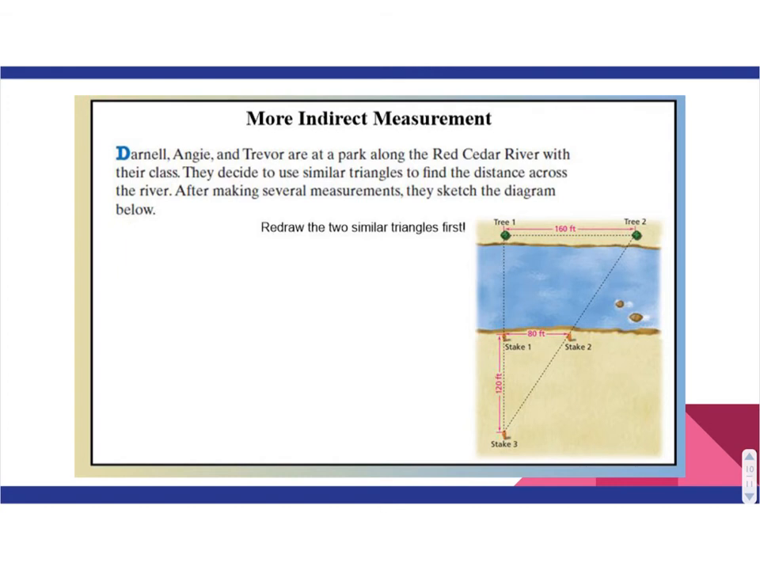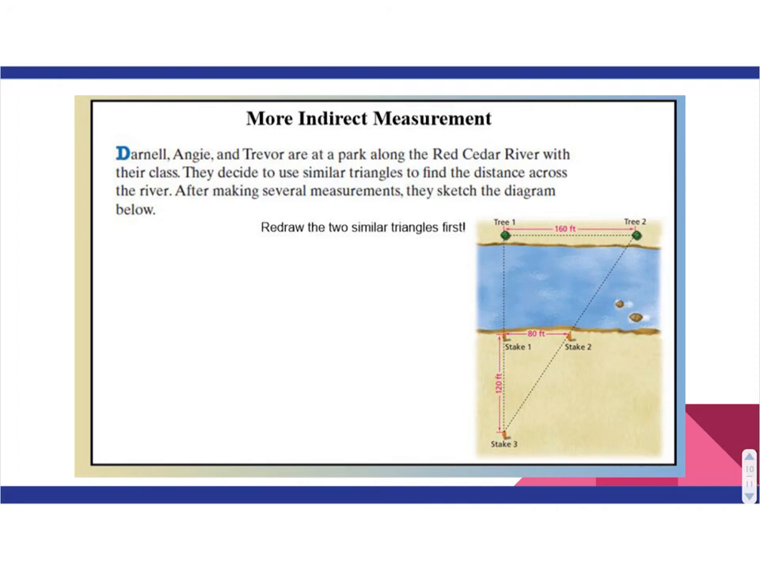Here's another example of indirect measurement. Darnell, Angie, and Trevor are at a park along the Red Cedar River with their class. They decide to use similar triangles to find the distance across the river. After making several measurements, they sketch a graph. Here is the diagram.